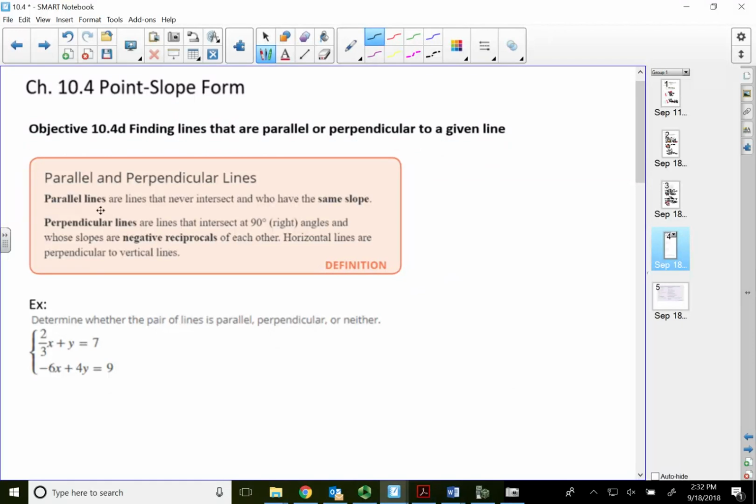All right. So as you can recall, parallel lines are lines that never intersect. Why do two lines never intersect? Because they are parallel, and they are parallel because they have the same slope. Think about it. If both lines rise the same and run the same continuously forever and ever, that means the two lines will never intersect.